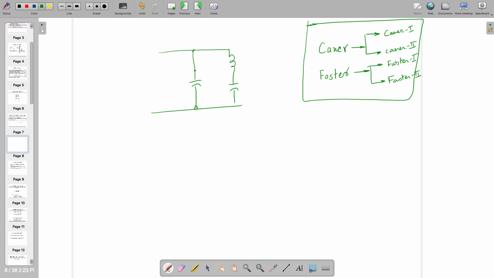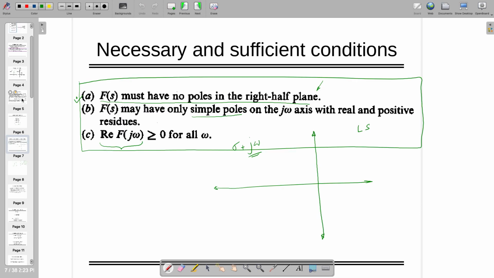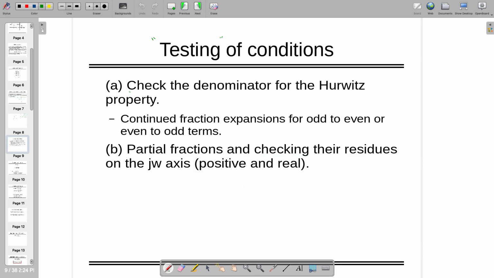Before that we are making positive real functions just with our knowledge of what impedance or admittance will be coming in parallel or in series. So I want to test those three conditions: all the poles should not be on the right half plane, F of s must have simple poles only, which are only on the j omega axis, and the real part of that function has to be greater than or equal to 0 for all omega. So how to test that? Check the denominator for the Hurwitz property using continued fraction expansion.